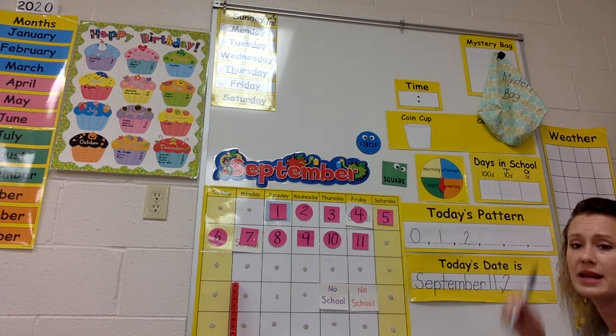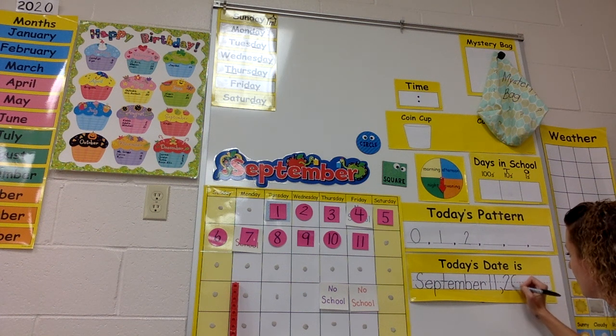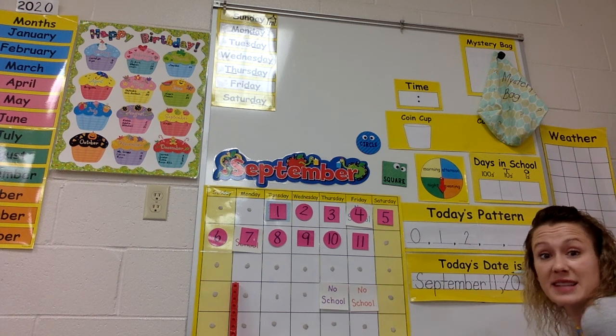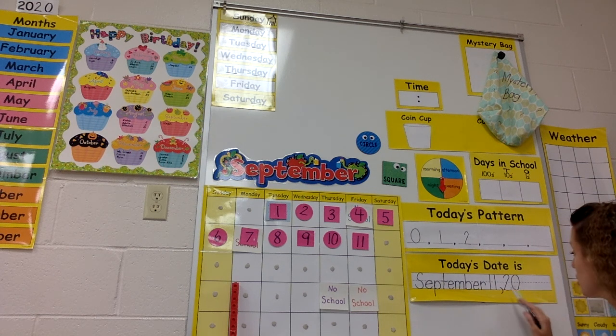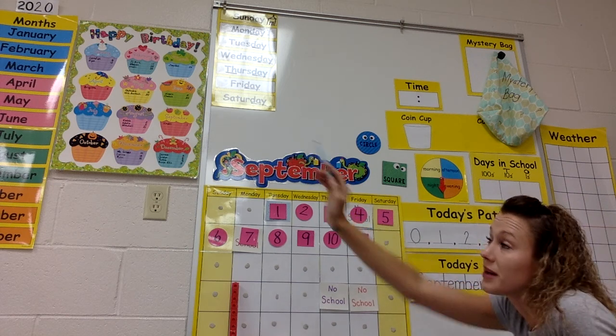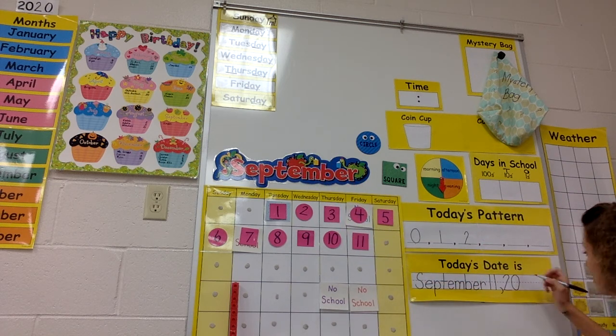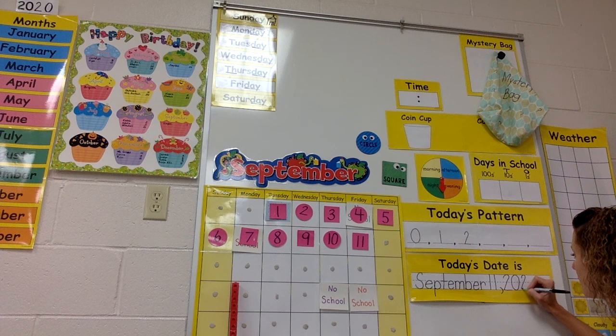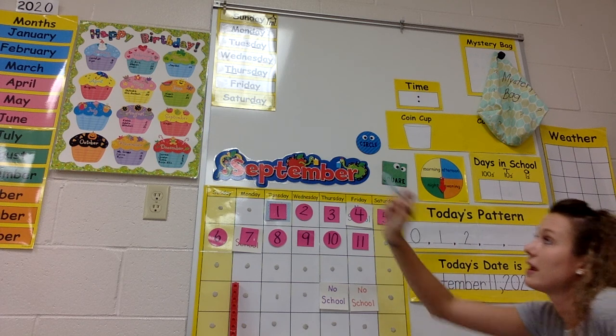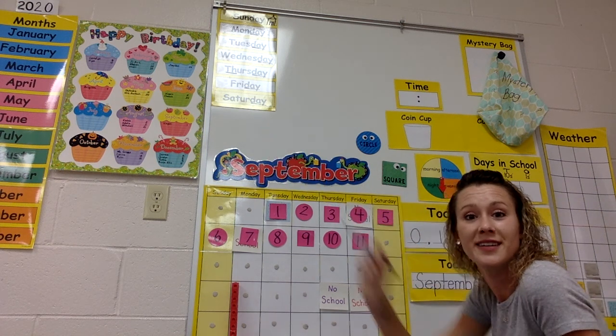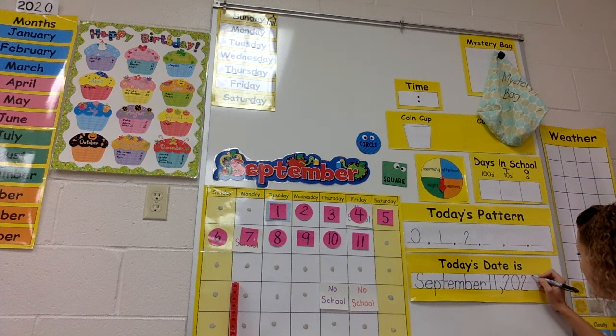What number goes second up there in my year? A 0, you got it. All the way to the bottom. Your numbers go from the top line all the way to the bottom line. 2, 0, what goes third up there? A 2. And what number goes fourth? A 0, you got it.